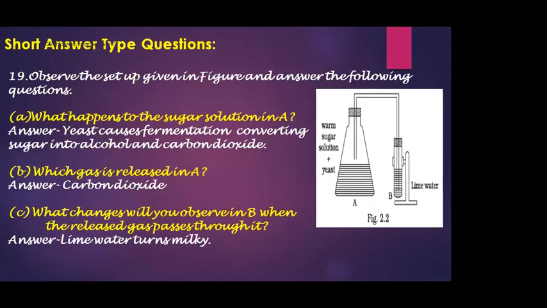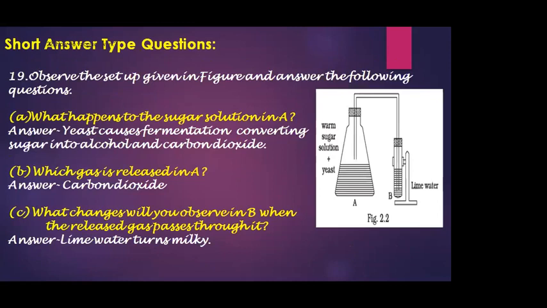Let's move to question number 19. Observe the setup given in figure and answer the following questions. What happens to the sugar solution in A? The answer is, yeast causes fermentation converting sugar into alcohol and carbon dioxide. Which gas is released in A? Carbon dioxide is released in A.